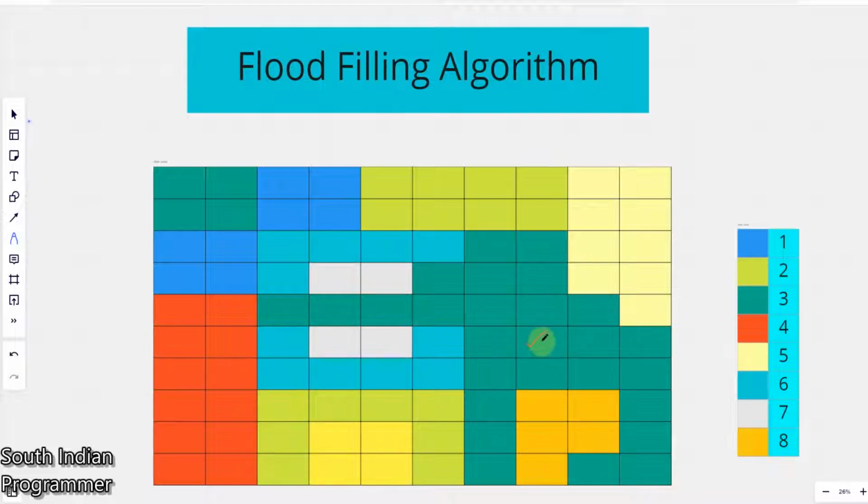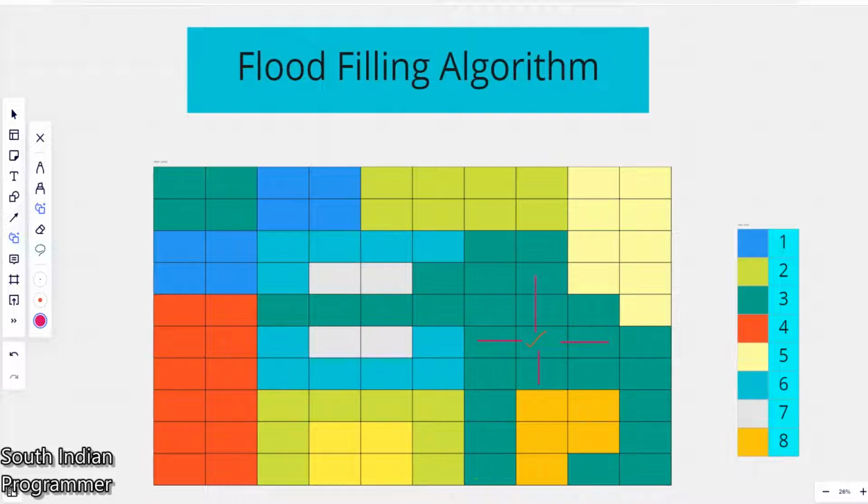If for example I'm picking this cell, I have to travel in all 4 directions, and I have to make all those adjacent cells the same color. For example, here I have this green color. In case I'm filling this with the cyan color, I have to fill all these cells. This is a boundary.